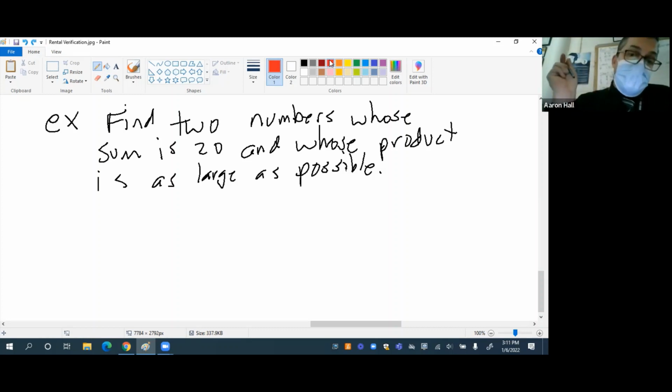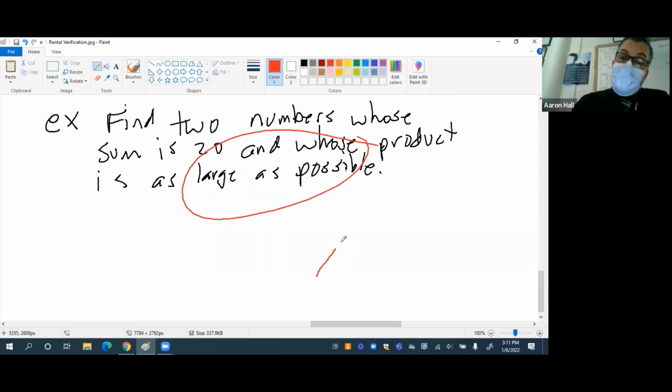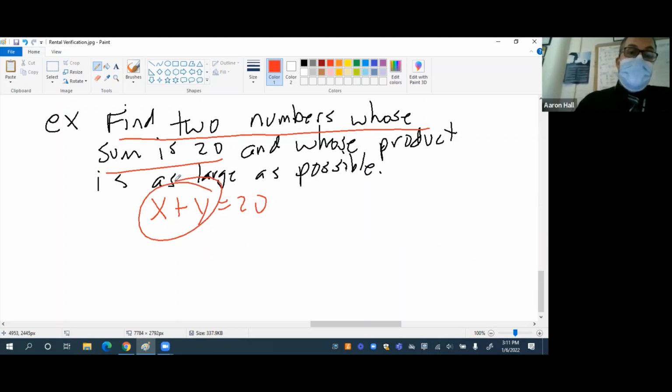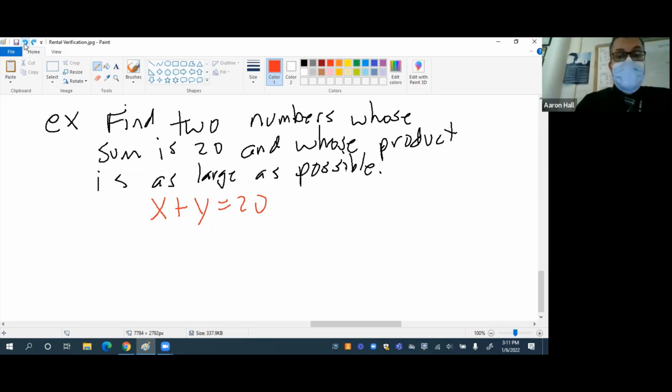First of all, does this look like an optimization problem? Yeah. What tells me it's optimization? Large as possible. So we're looking at some value where we get to a maximum. We're looking at a maximum, which is an optimization problem. What is one equation? X plus y equals 20, because that's what we're saying here. The sum of two numbers gives us 20. What's the other equation? X times y equals the largest number, a large number.